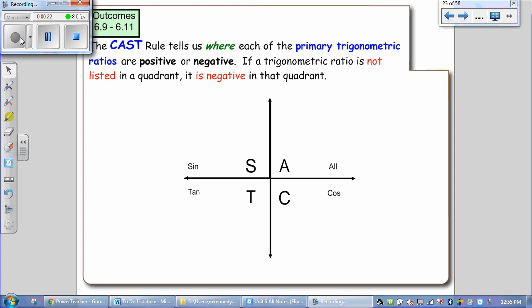Today's Monday. Thursday, we started doing that in every single quadrant, and it kind of built up to this big idea of something called the cast rule. And the cast rule was telling you where certain things were positive.